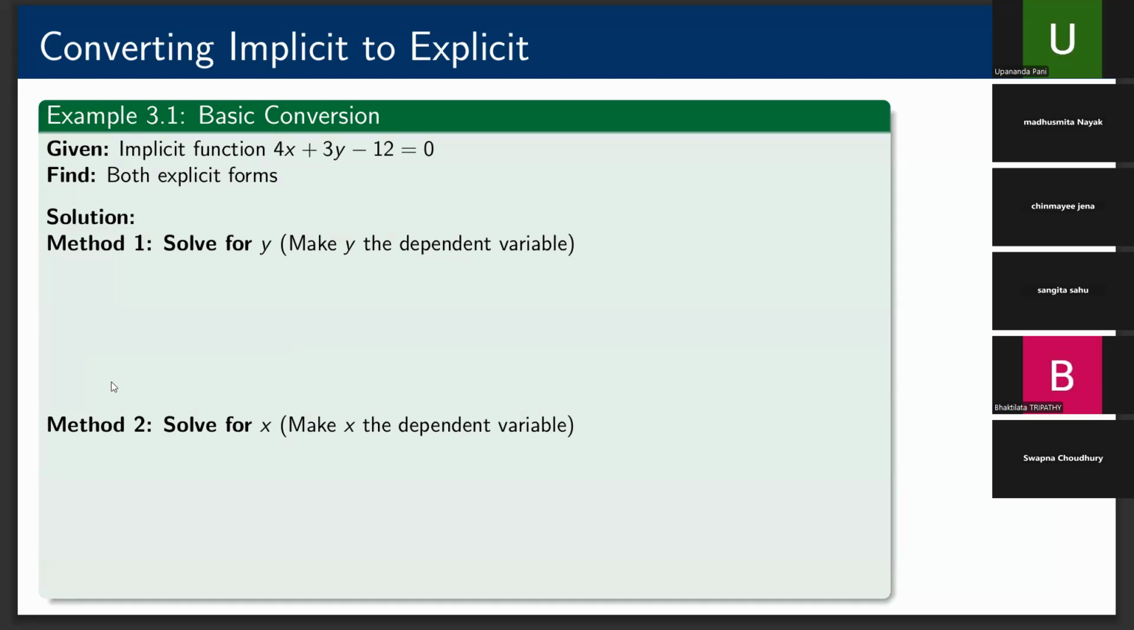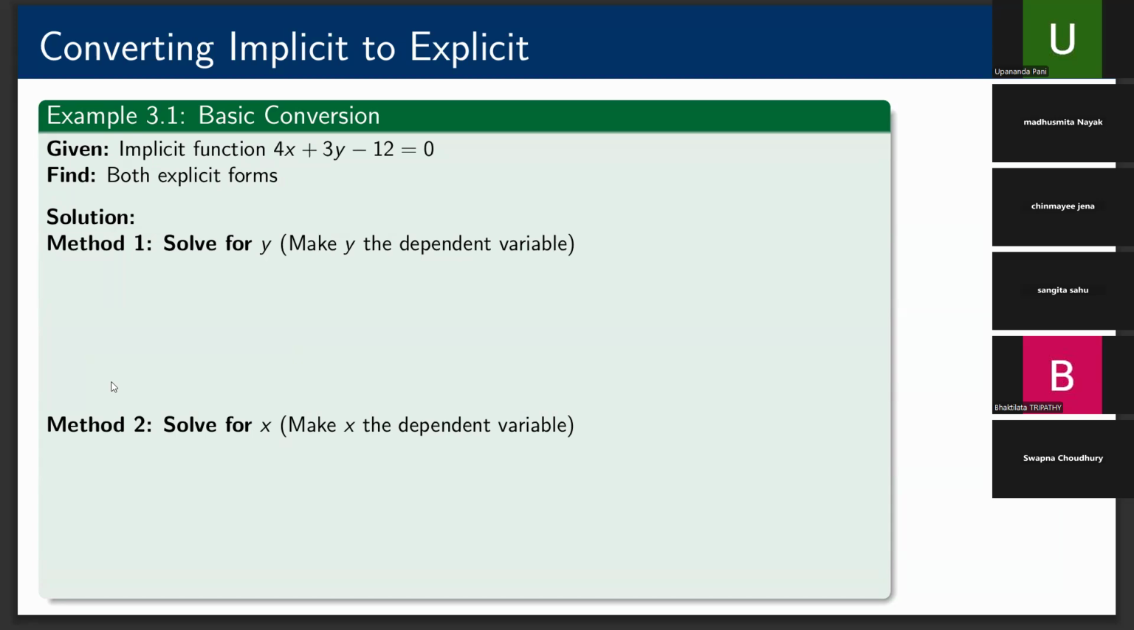But how to convert? Suppose in this example, given the implicit function 4x plus 3y minus 12 equal to 0, we have to find the explicit function. That means we have to put the dependent variable on the left side and the independent variable on the right side. Now, a question arises: which one is my dependent variable? Which one is my independent variable?